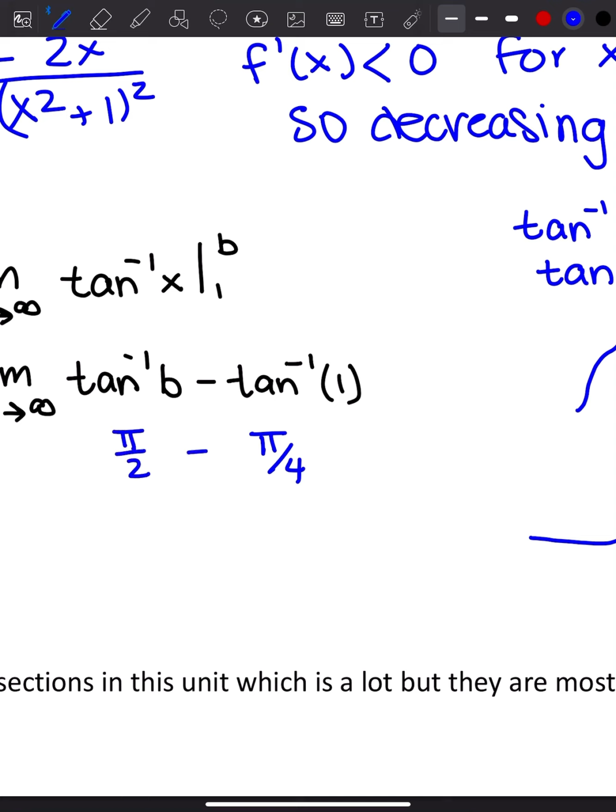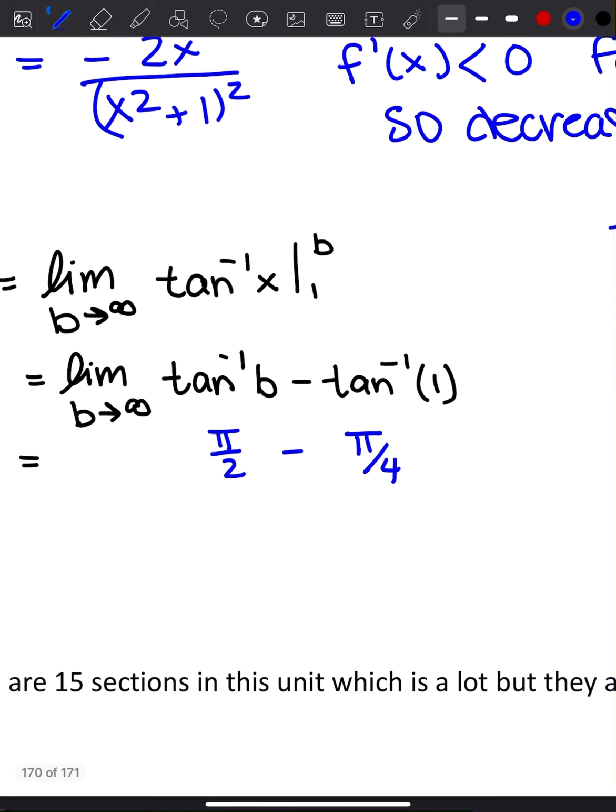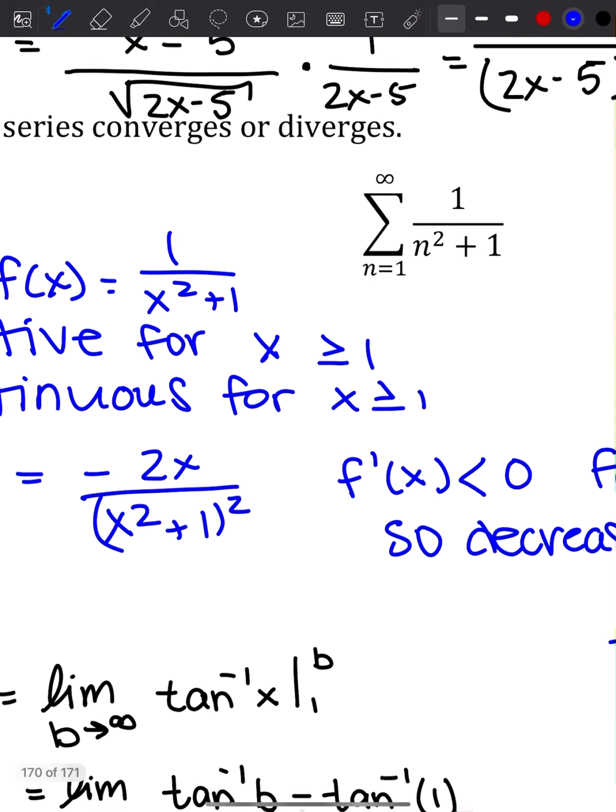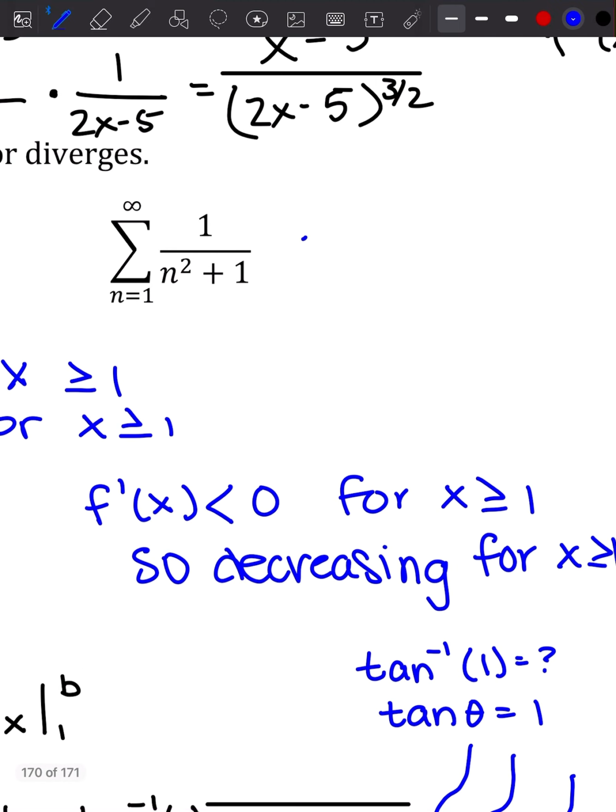So we have pi over 2 minus pi over 4, which means pi over 4 is our answer, which tells us we are converging. And because this converges, we know the series converges.